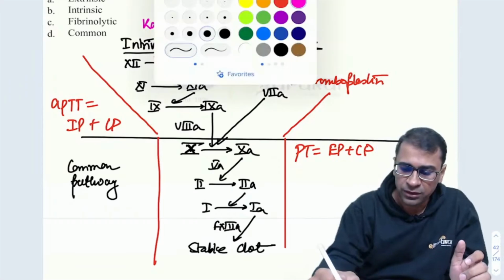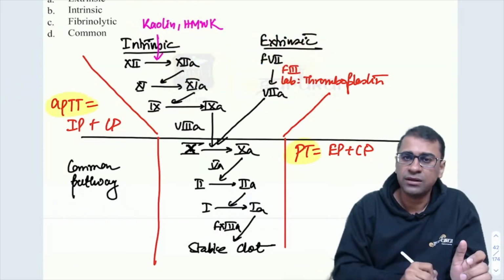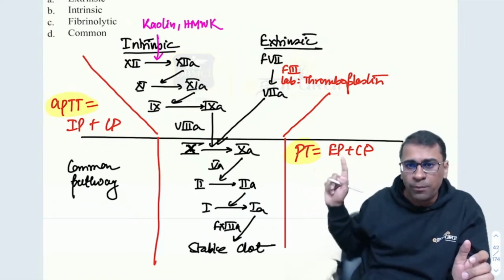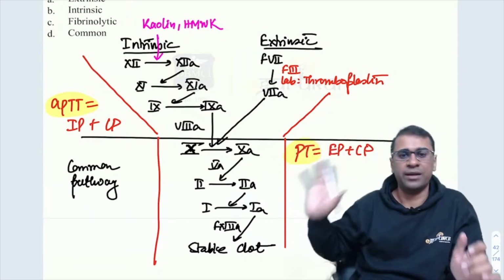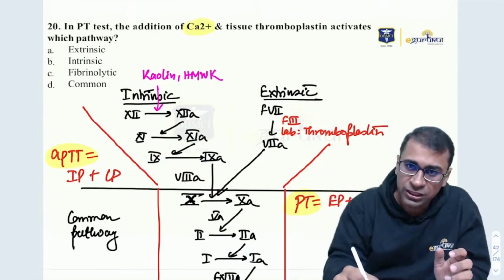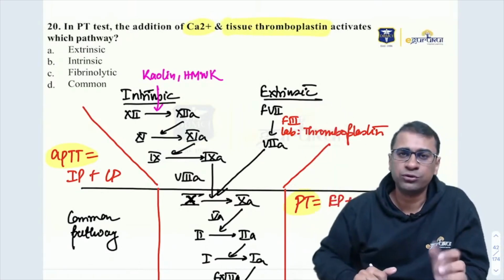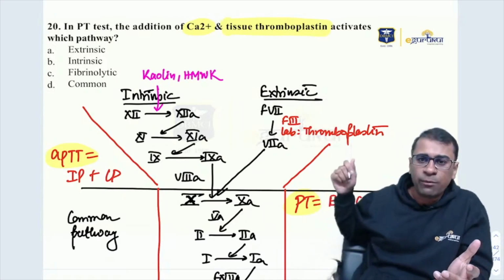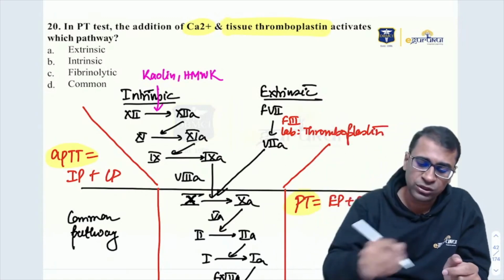Did you get the point? My point is PT and APTT. PT is small pathway, small name. APTT is long pathway, long name. Now, if you look at this question, the question asks which pathway is activated by calcium and thromboplastin? So you're adding thromboplastin here, so which pathway is getting activated? Extrinsic.